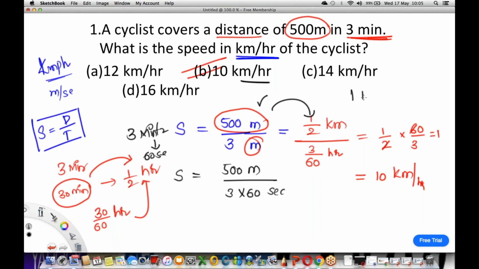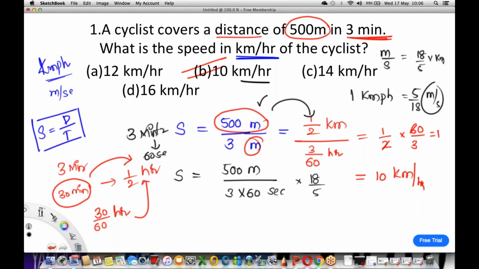So I can say that 1 kilometer per 1 hour is equal to 5 by 18 meter per second. But if I want meter per second in kilometer per hour, 1 meter per second will be equal to 18 by 5 kilometer per hour. So I'm writing this as 18 by 5.